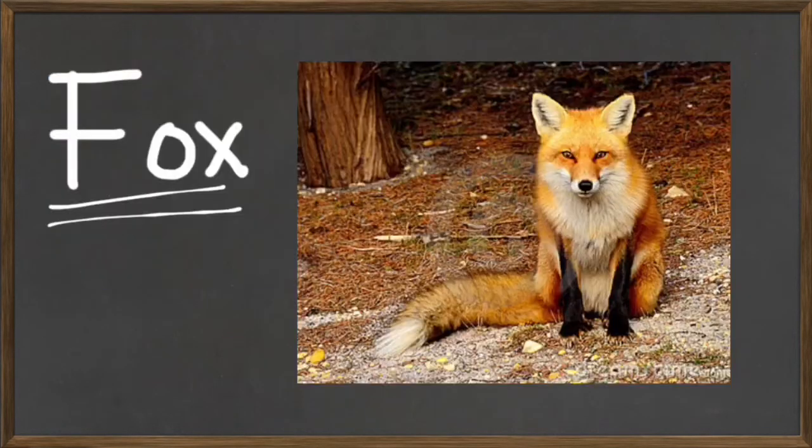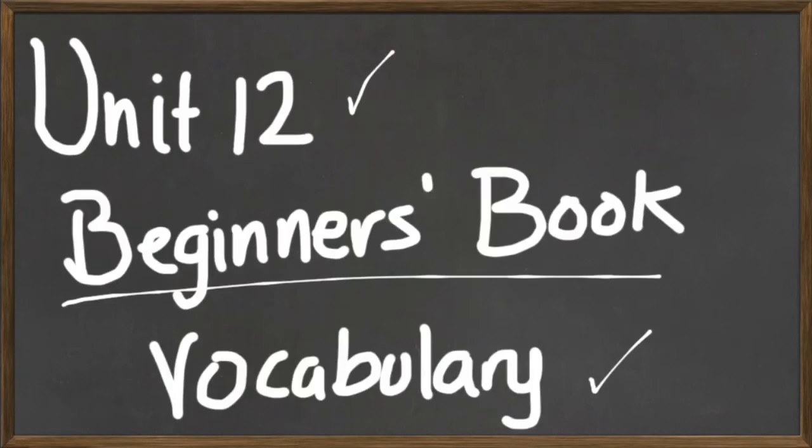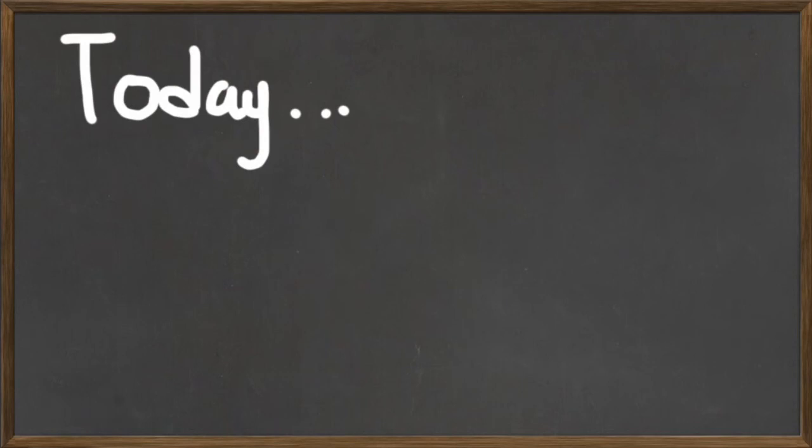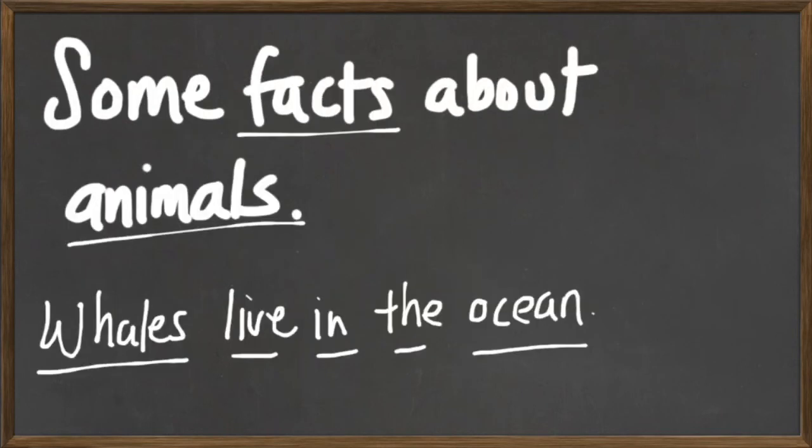Just to recap one more time, today we covered Unit 12 of the beginner's book, and today we saw animals, natural areas, and some facts about animals.